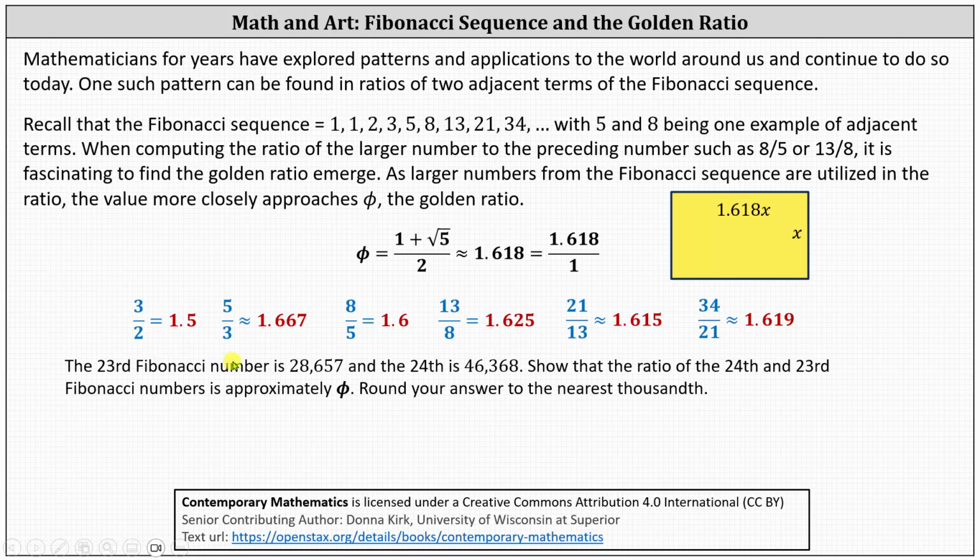The 23rd Fibonacci number is 28,657, and the 24th is 46,368. Show that the ratio of the 24th and 23rd Fibonacci numbers is approximately phi, the golden ratio. We're told to round to the nearest thousandth. Well, the ratio is going to be 46,368 divided by 28,657, which we can see on the calculator is approximately the golden ratio of 1.618.